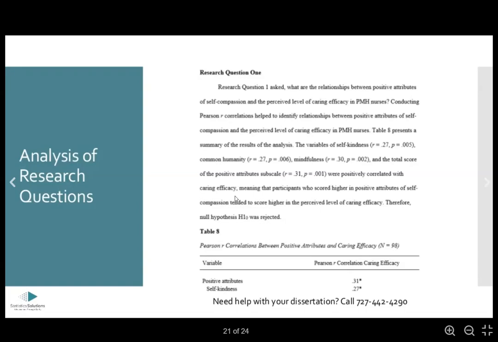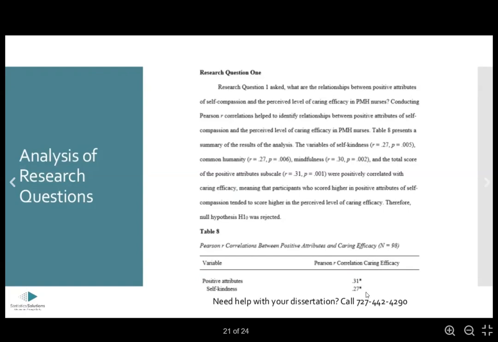And because they were positively correlated, they concluded that those who were scoring higher in the positive attributes of self-compassion also were scoring higher in the perceived level of caring efficacy. So since we are seeing a correlation between these two variables, we can reject the null hypothesis, indicating that there was a significant finding here.